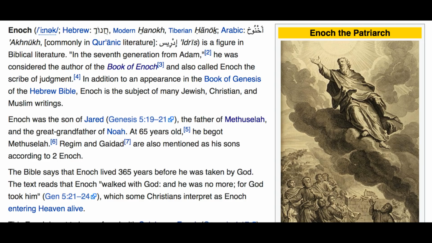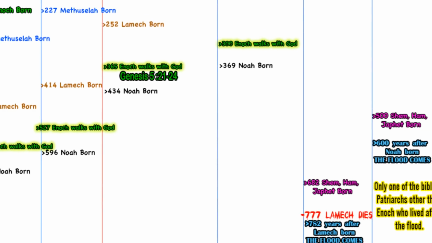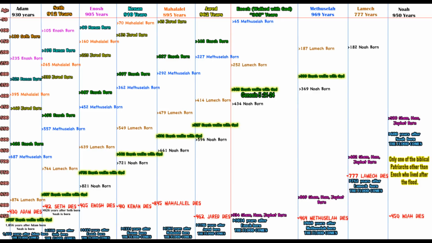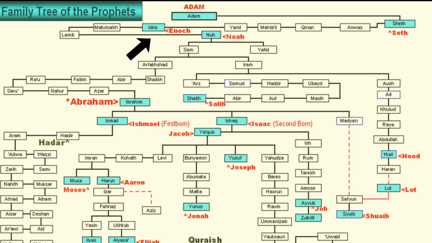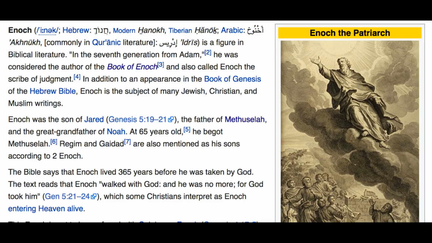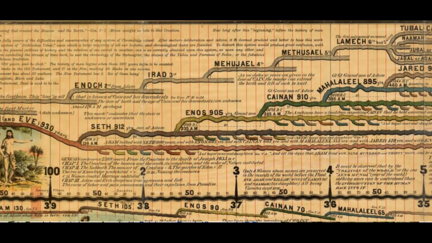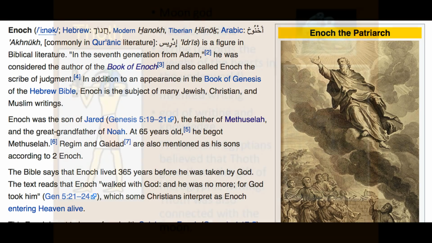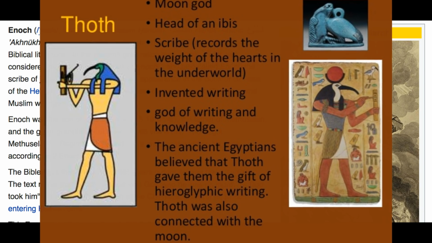So if you're not too familiar with Enoch, in the Hebrew Bible he's seventh from Adam in line, one of the biblical pre-flood patriarchs, and it says here Hebrew Hanoch, Arabic and Quranic literature, Idris, right? We're relating it to Idris again here. He is a figure in biblical literature in the 7th generation from Adam. He was considered the author of the book of Enoch, and also called Enoch the scribe of judgment. Again, scribe, just like Mercury, just like Thoth.